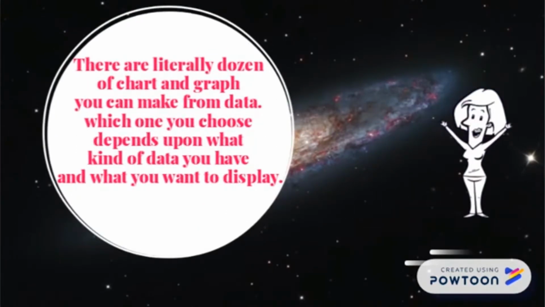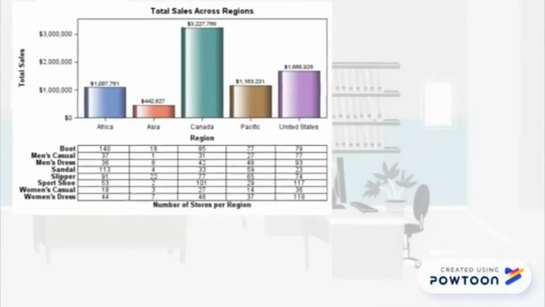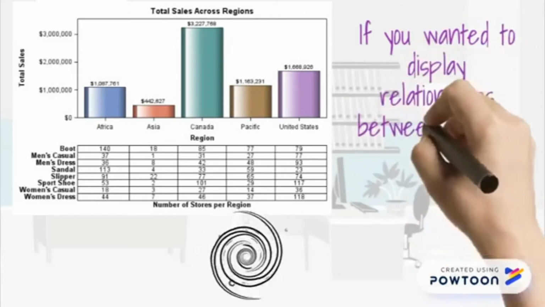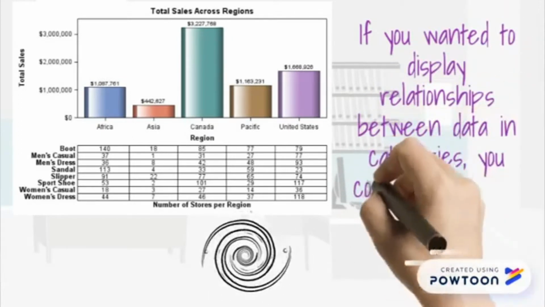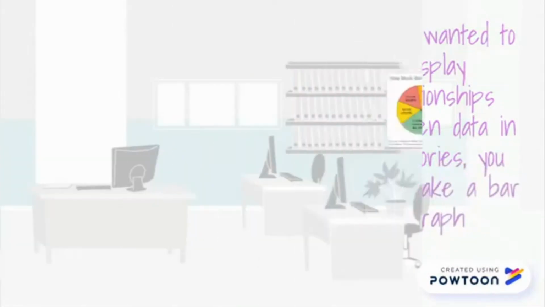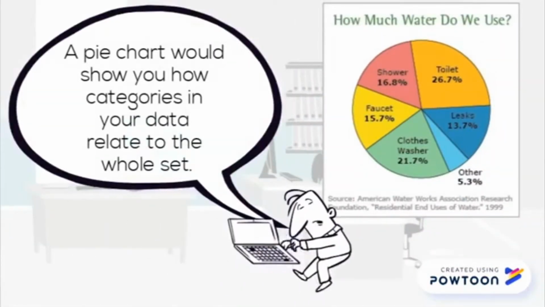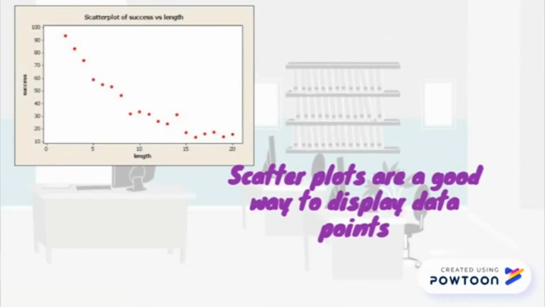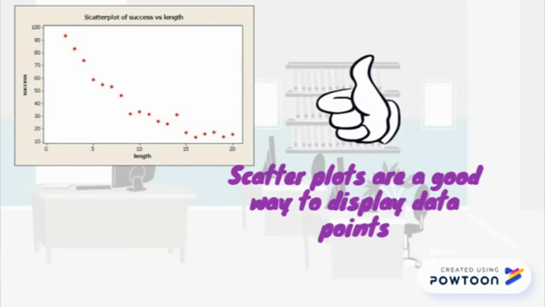There are literally dozens of charts and graphs you can make from data. Which one you choose depends upon what kind of data you have and what you want to display. If you want to display the relationship between data in categories, you could make a bar graph. A pie chart will show you how categories in your data relate to the whole set. Scatter plots are a good way to display data points.